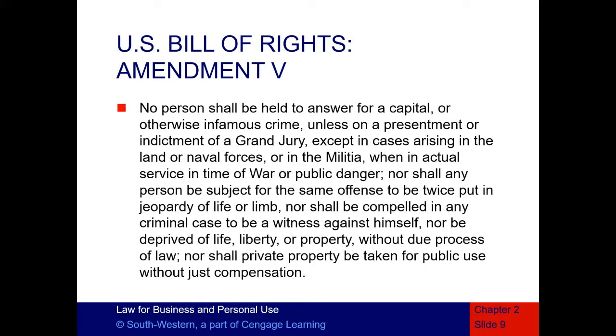And then there are a few other parts that go into Amendment 5. But mostly what you're looking at is that you are not required to incriminate yourself.